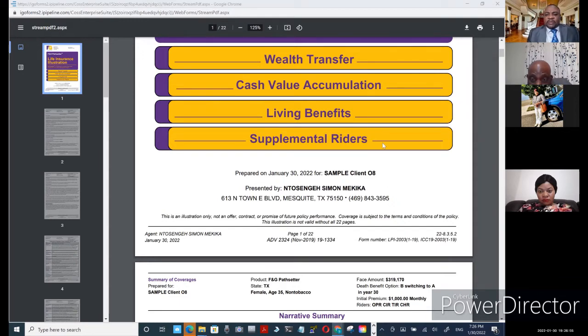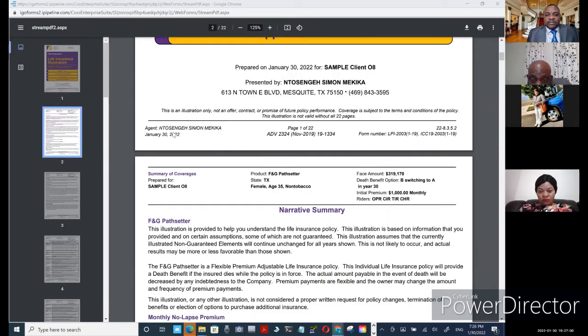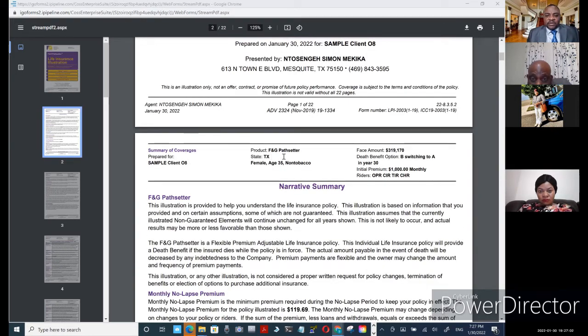Our sample client puts in $1,000 every month. And from the first month, if she qualifies for this and is approved, F&G is going to apportion $319,000. That is as living benefit.